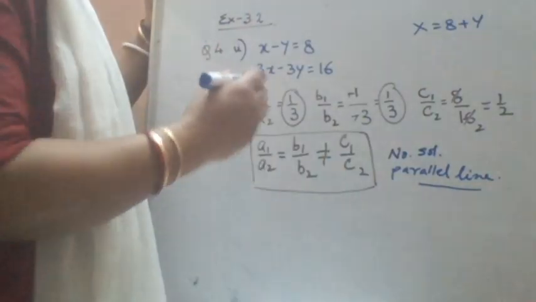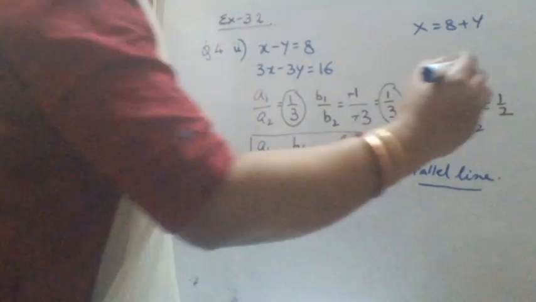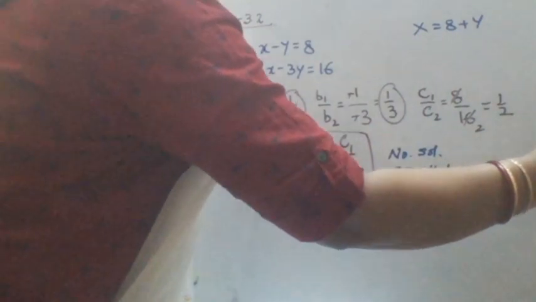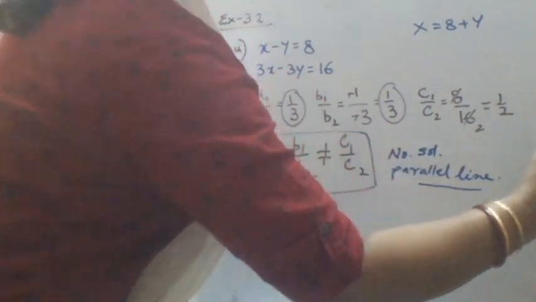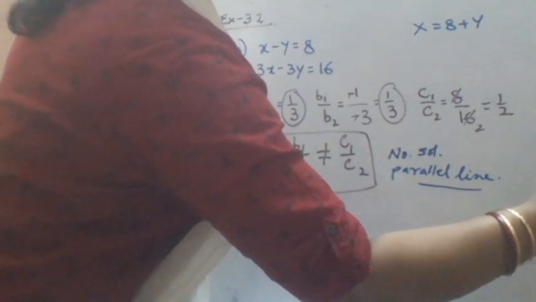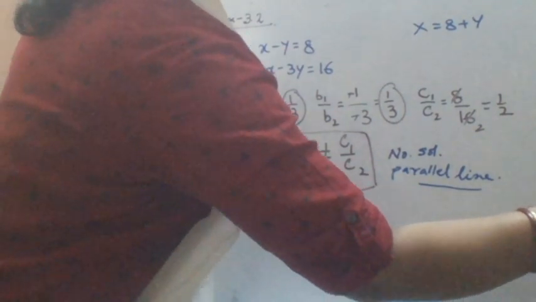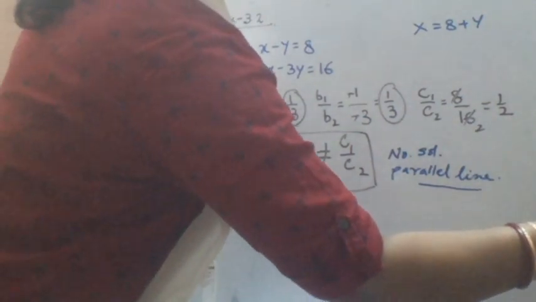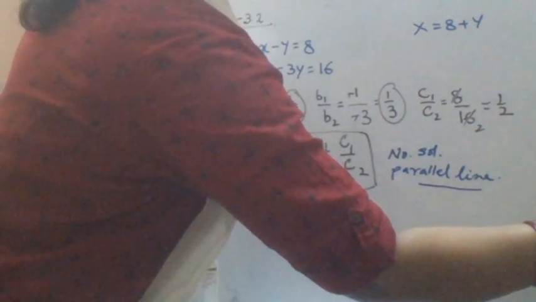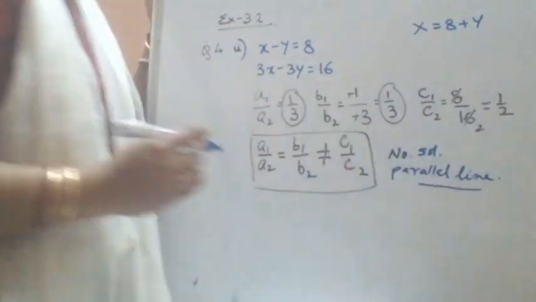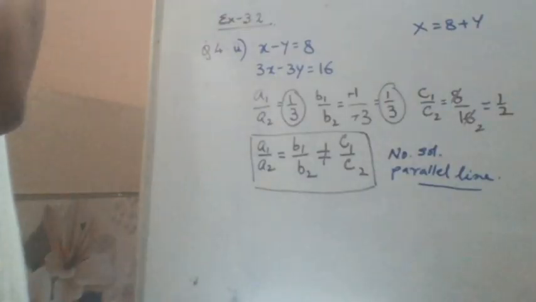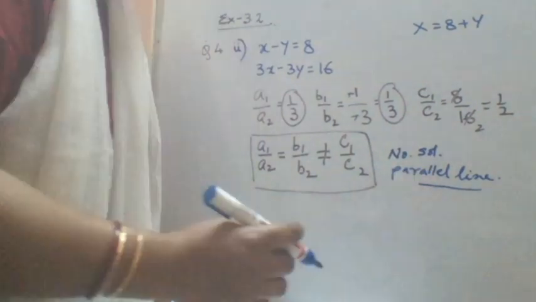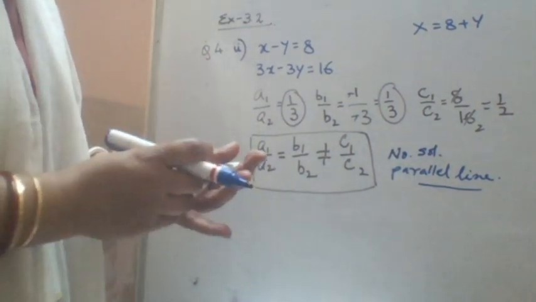This table is ready. Now the other one, this is your 3x minus 3y equal to 16. So you do it like this. 3x is equal to 16 plus 3y, and therefore x is equal to (16 plus 3y) upon 3. Okay. Now let us try some values. Prepare the table. We will make the table.